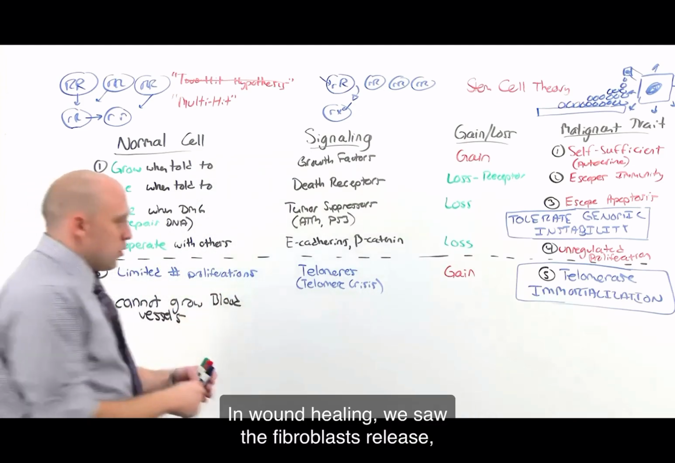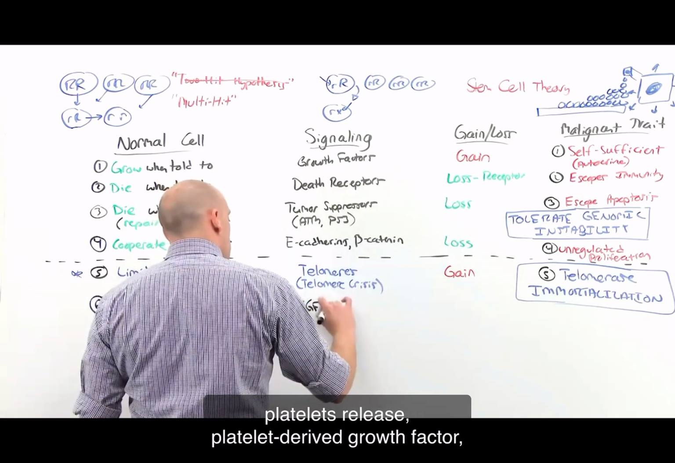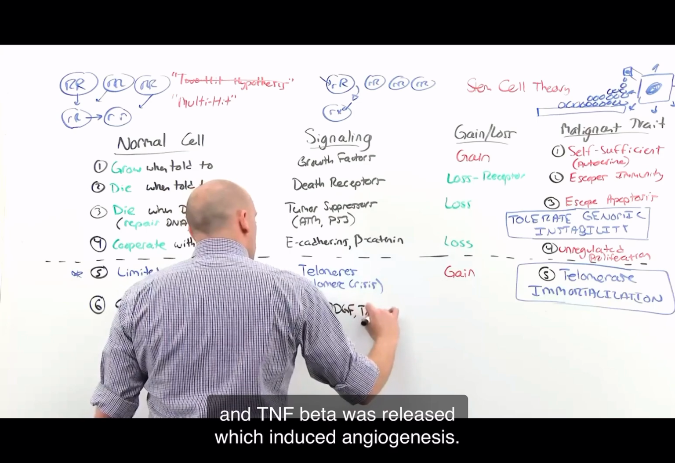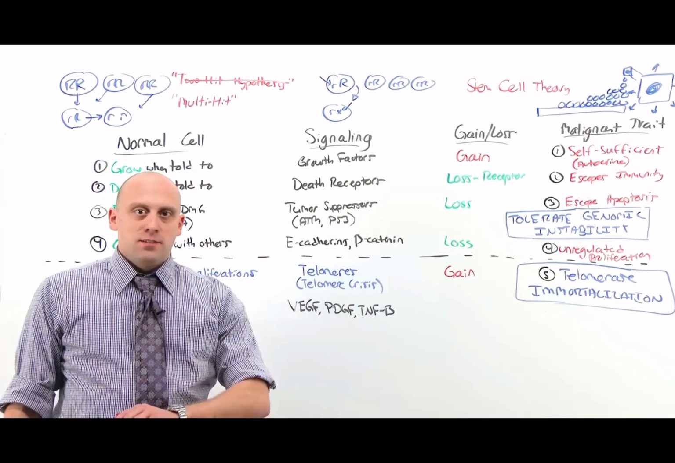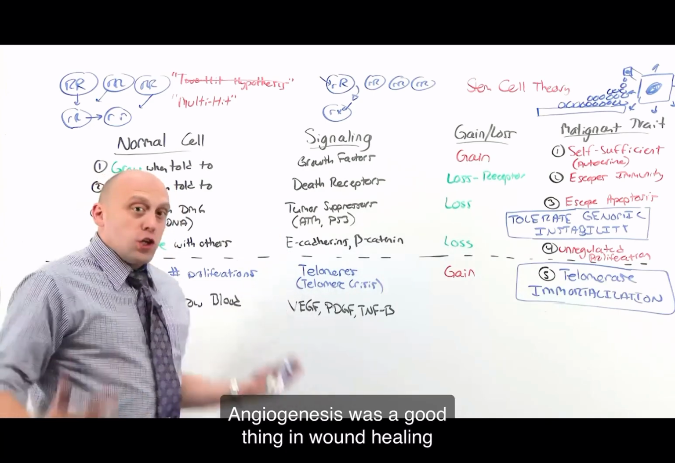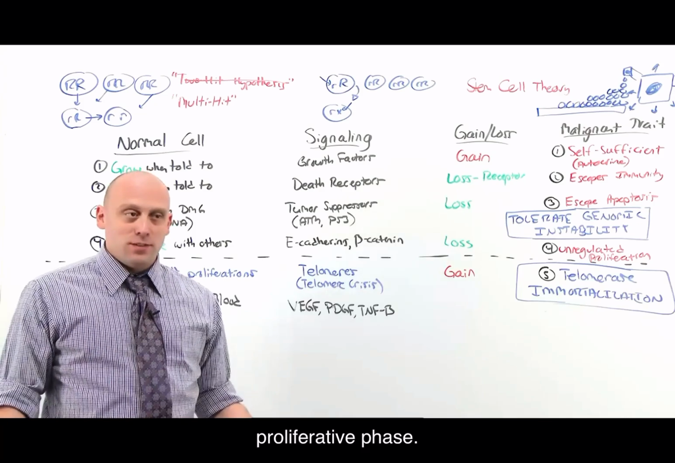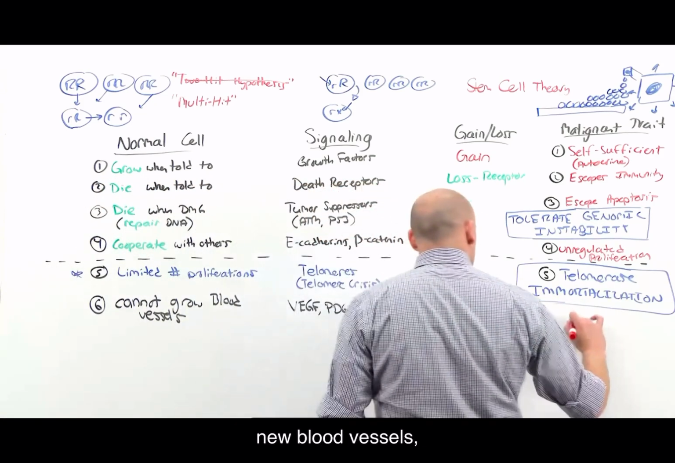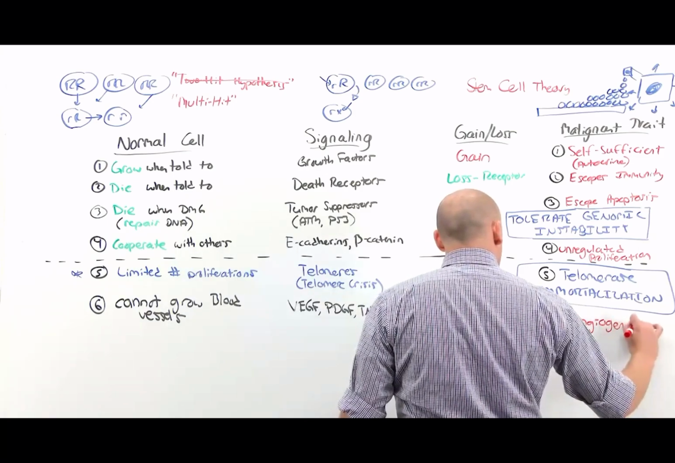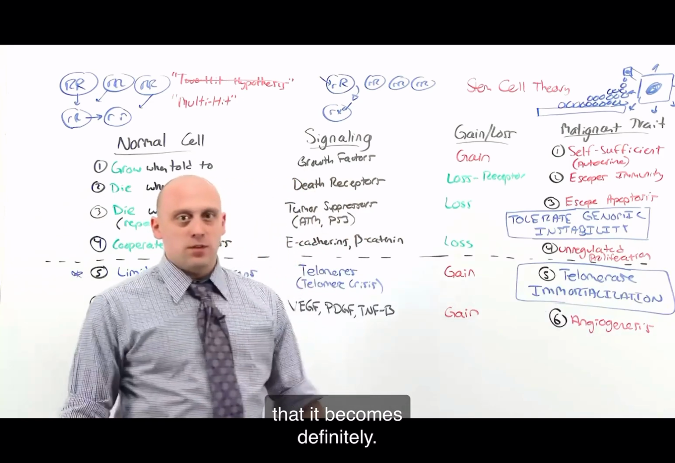In wound healing, we saw the fibroblasts release vascular endothelial growth factor, platelets release platelet-derived growth factor, and TGF-beta was released, which induced angiogenesis. Angiogenesis was a good thing in wound healing because it penetrated the granulation tissue and brought the needed blood supply for the very active proliferative phase. If a cancer cell gains the ability to generate new blood vessels, it can effectively grow the tumor that it becomes indefinitely.